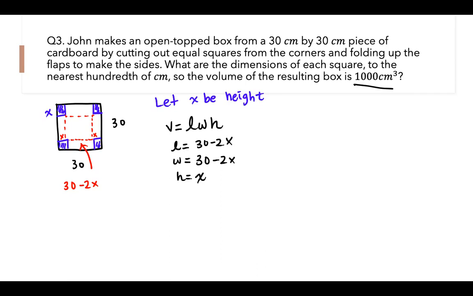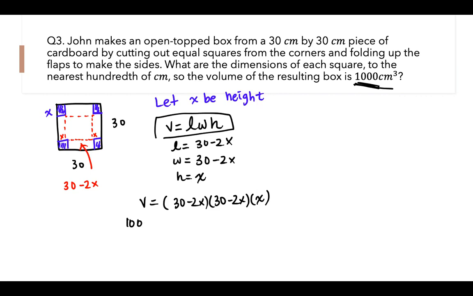Okay, so let's plug it into this equation. So volume is equal to length 30 minus 2x, width 30 minus 2x, and the height, x. And from the question, we already know that the volume is 1,000. So 1,000 equals 30 minus 2x, I'll just put it squared, and then x. And now all we need to do is solve for x. Let's figure out the height.